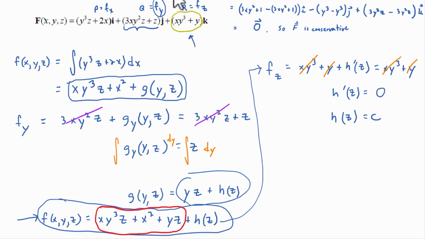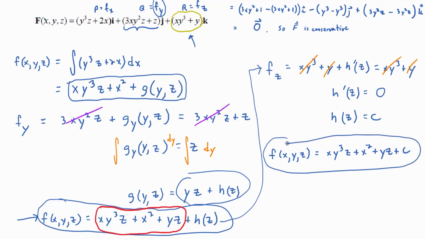Okay, so if you want to be totally accurate, you could say it's x y cubed z plus x squared plus y z plus, I'm calling it c here, so c. So could you check your answer here? Just take the partials with respect to x, y, and z to make sure it's right.